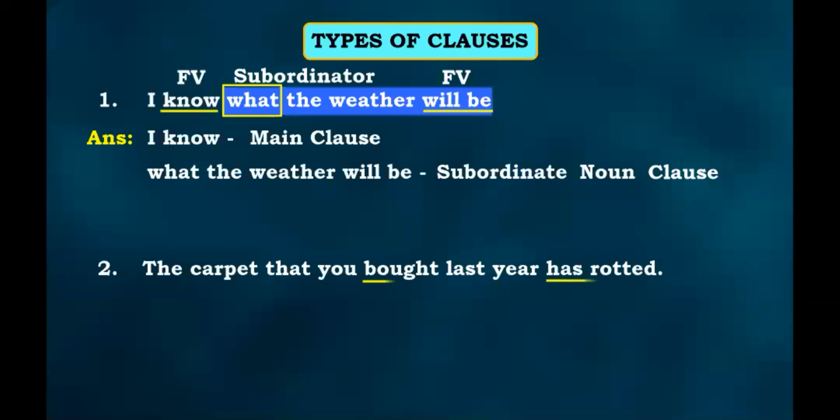Excellent. Bought and has rotten are the two finite verbs. Very good. Which is a subordinator here? That. Excellent. That. Now, can you separate the main clause and the subordinate clause? Can I keep the carpet as your main clause?